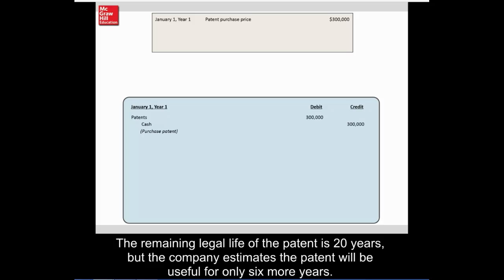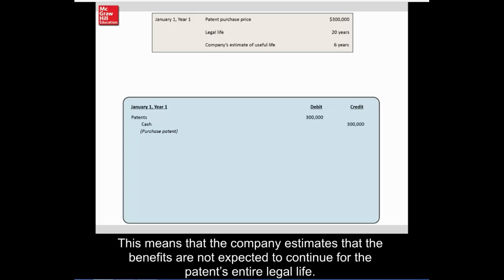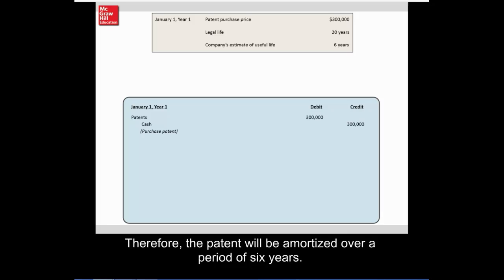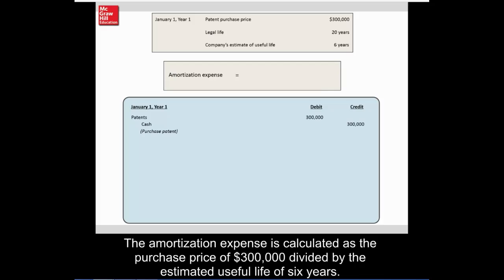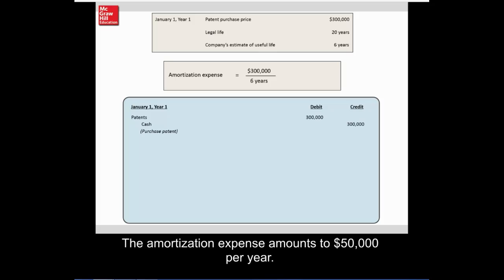The remaining legal life of the patent is 20 years, but the company estimates the patent will be useful for only 6 more years. This means that the company estimates that the benefits are not expected to continue for the patent's entire legal life. Therefore, the patent will be amortized over a period of 6 years. The amortization expense is calculated as the purchase price of $300,000 divided by the estimated useful life of 6 years. The amortization expense amounts to $50,000 per year.